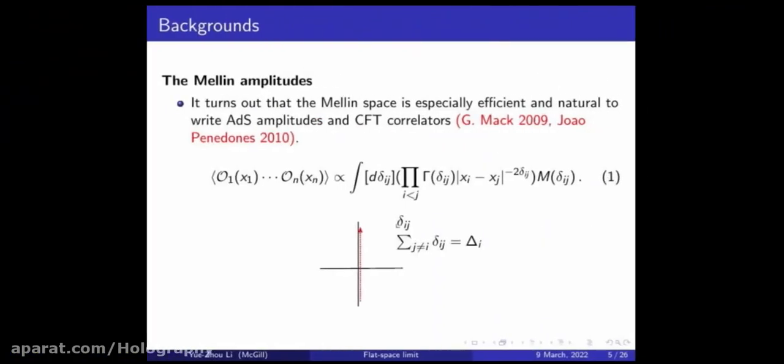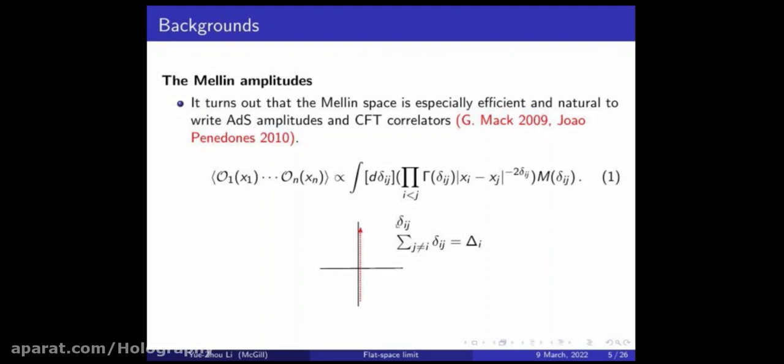And I'd like to review a very nice tool for writing AdS amplitudes, that is the Mellin amplitude. It turns out that Mellin space is pretty efficient and very natural to write AdS amplitudes and CFT correlators, as proposed by Mack and Penedones about 10 years ago. This is a representation for CFT correlators or AdS amplitudes using the Mellin representation. This M is the Mellin amplitude, and this delta_ij is called the Mellin variable, and we have to integrate against a prefactor over the Mellin variable. And the integral contour looks like this.